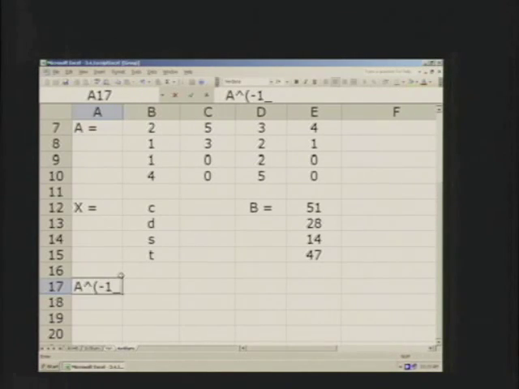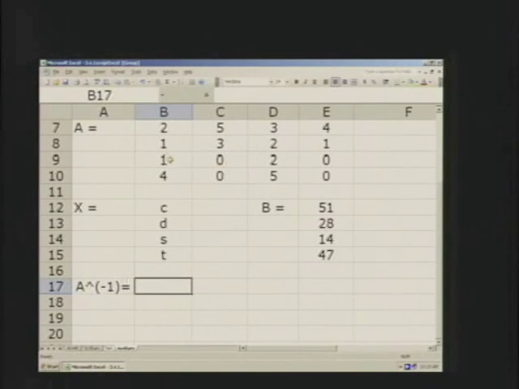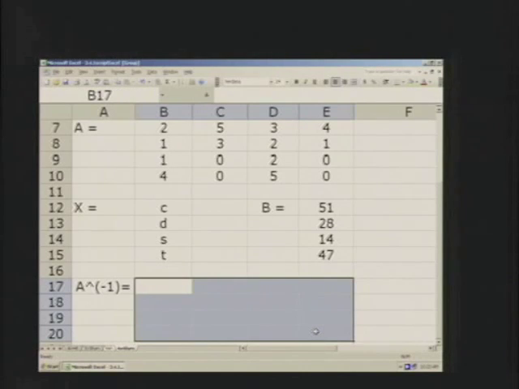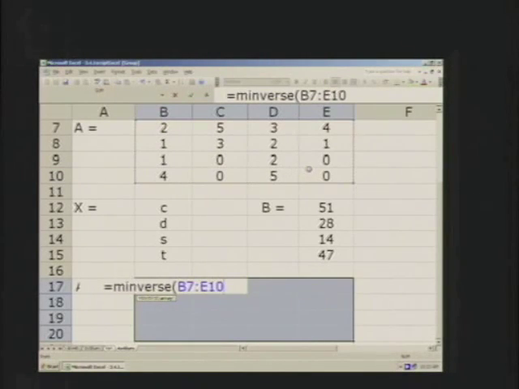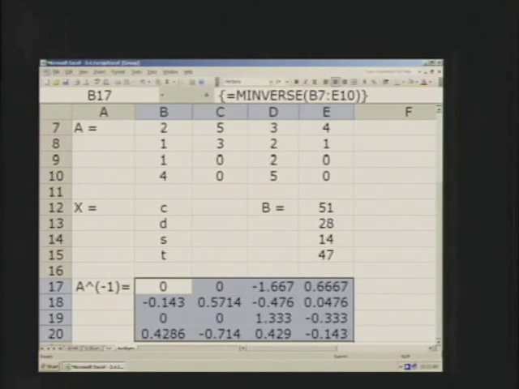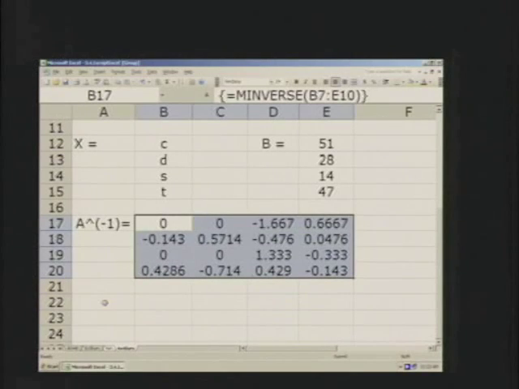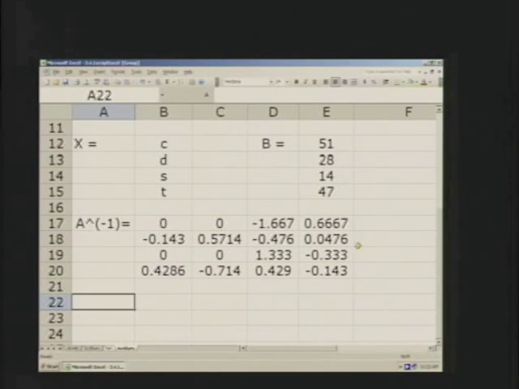A inverse equals. Since matrix A is 4 by 4, we highlight a 4 by 4 array for A inverse and type equals MINVERSE, put in our array for A, close parenthesis, Shift Control Enter, and we have our A inverse, a 4 by 4 matrix. And it has a lot more decimals in it than we've seen, but no E's, so we don't have to concern ourselves with scientific notation.